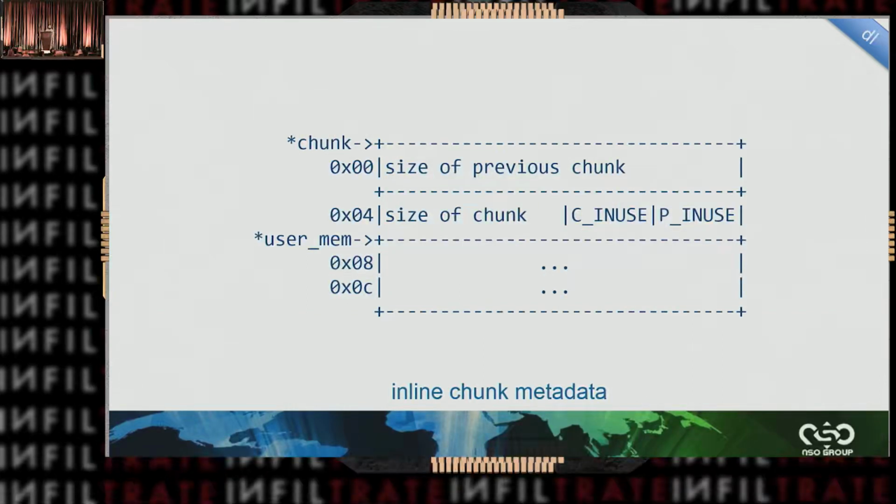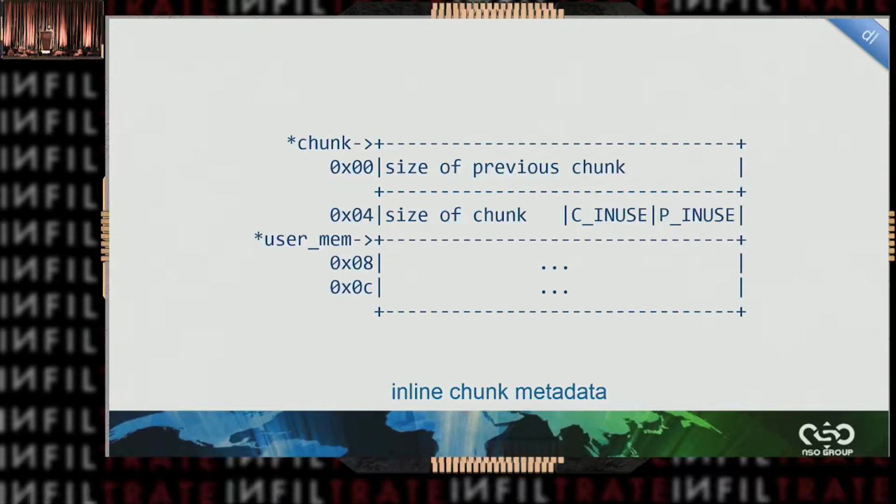Each chunk has 2 pointers worth of metadata. On 32-bit processors, this is 8 bytes, and on 64-bit processors, obviously, it's 16. This metadata sits directly before the pointer returned by malloc, i.e. it's inline before the usable memory. The minimum amount of actual usable memory returned by malloc is 2 pointers wide.